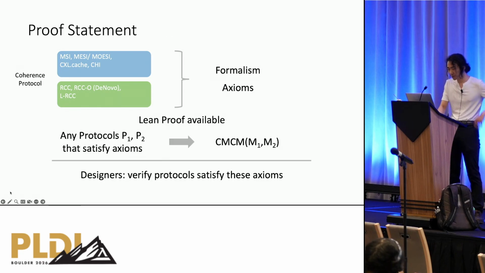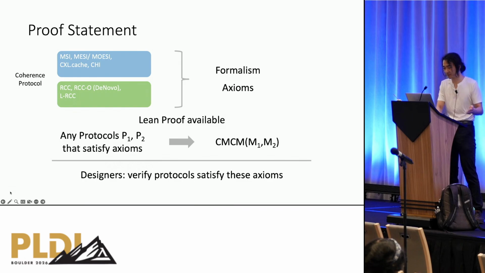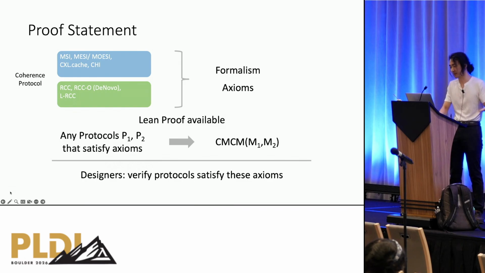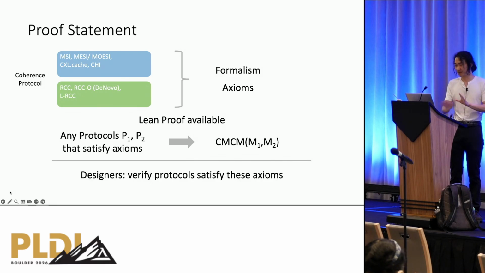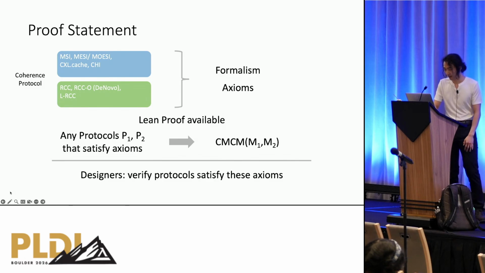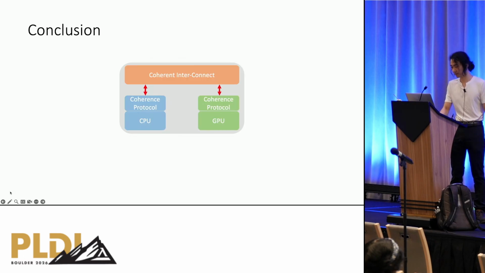So we prove that for any protocol 1 and protocol 2 that satisfy our axioms, that satisfy the SWMR properties or RCC properties, they will compose so long as the global interconnect satisfies SWMR. So then the composed system will satisfy this compound memory model. And this entire proof is in Lean and it's available. What makes it useful in practice is that a designer only has to verify that their individual protocols satisfy our axioms. Our theorem then guarantees that the composition is correct by construction.